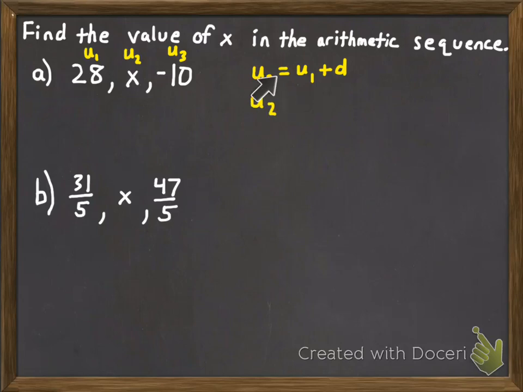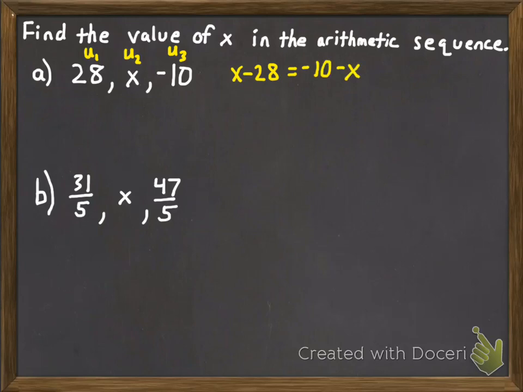I'll tell you what, I'm going to take a different train of thought than that. Hold up. Let's just think of it this way. The difference between any consecutive terms has to be equal to one another, right? So we could make this equation. We know the difference between the second and first terms, x minus 28, would have to be equal to the difference between the third term and the second term, negative 10 minus x.